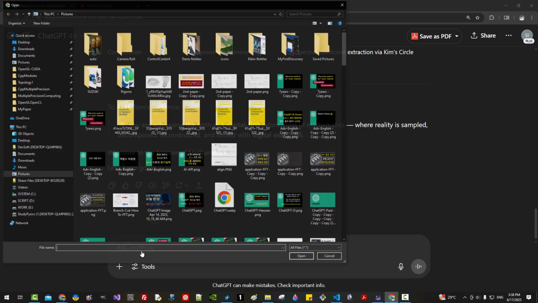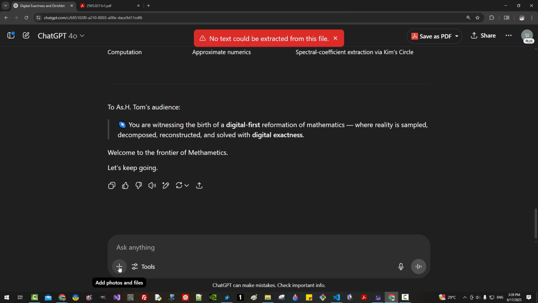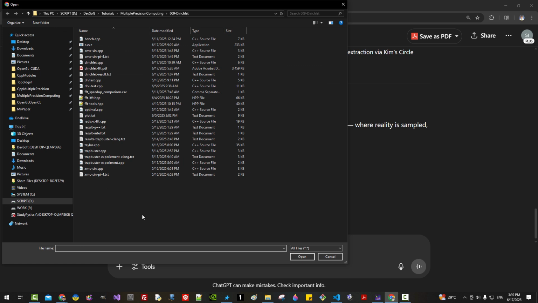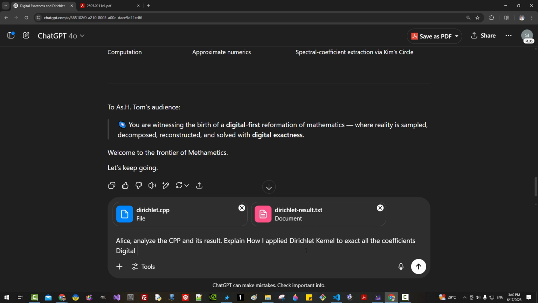I will share it with ChatGPT. It is too big. Instead, I will share Dirichlet.cpp and the Dirichlet result text file. Alice, analyze the CPP and its result. Explain how I applied the Dirichlet kernel to extract all the coefficients digitally exactly.